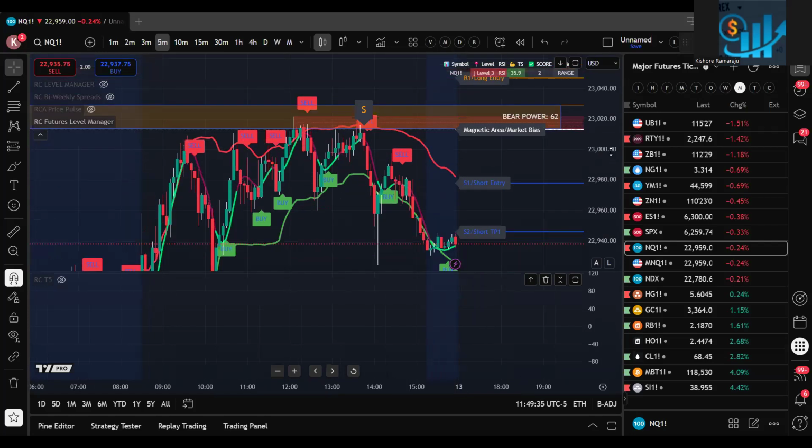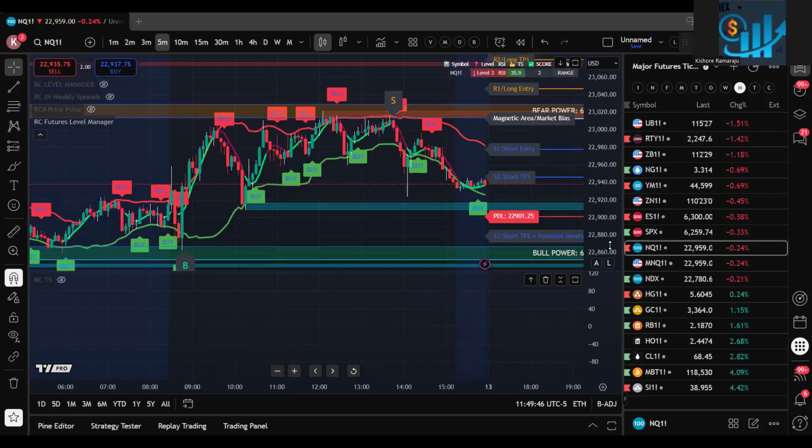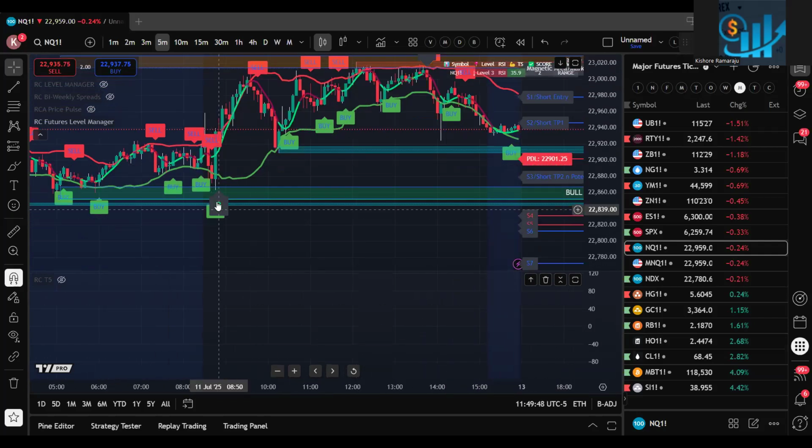So one is you got the swing sell, scalping sell. And you also see the bear power. If it is above 60, that is a good opportunity. We can take the shots. And you get a swing buy and a scalping buy.